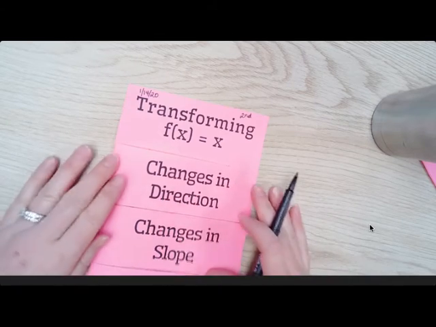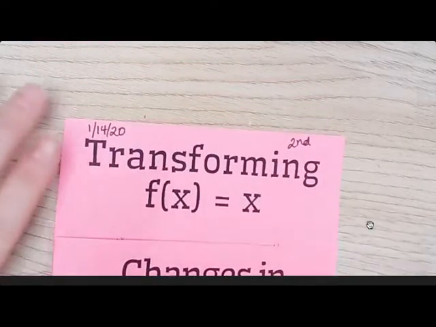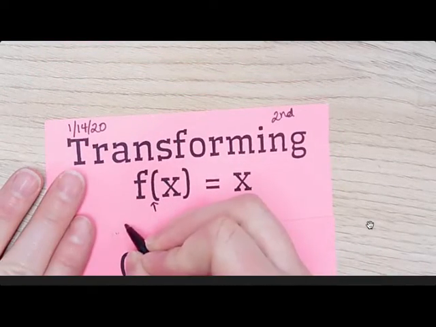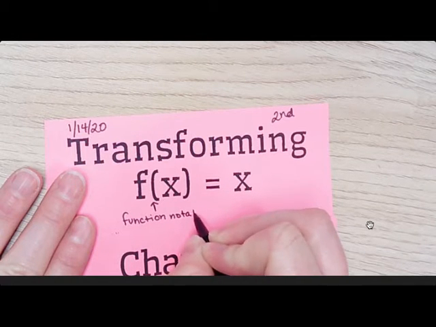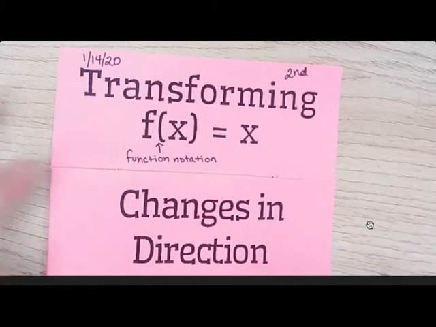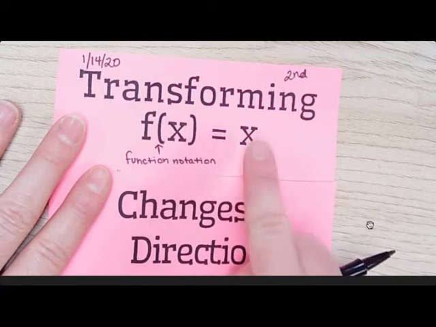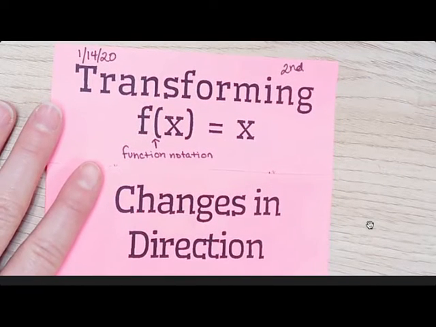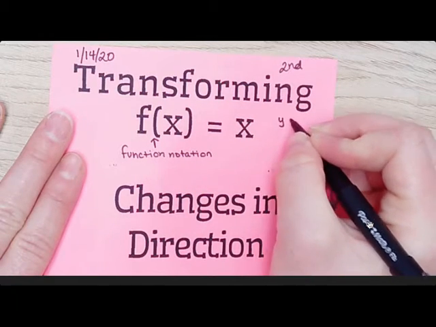We will be transforming the linear function f of x equals x. So this, remember, is called function notation. F of x just means y. F of x really means y. So this is like saying y equals x. So I'm going to write over here y equals x.